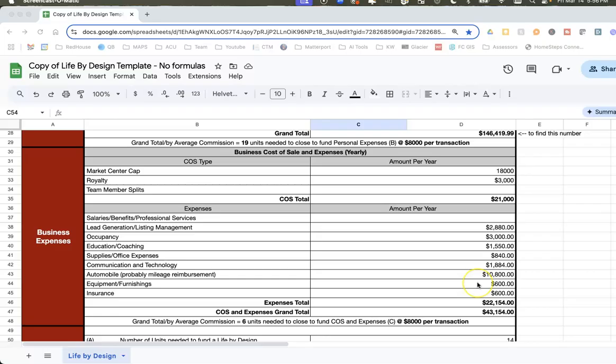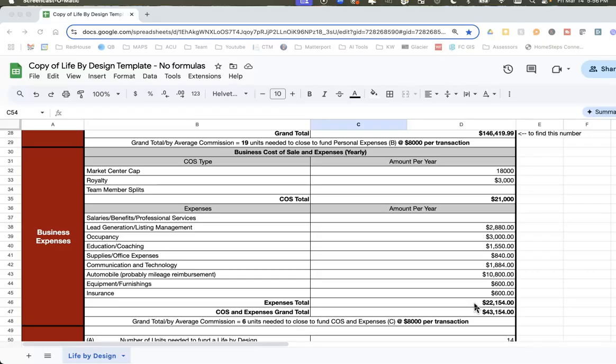Next is equipment and furniture. Do I need to upgrade my desk? Do I need to fix my chair, etc.? Don't spend a lot of money on that. Usually those are one-time costs. So we calculate about $50 a month or $600 a year for that. And then for my errors and omissions insurance, it's $50 a month. So I'm going to calculate that at $600. When I add these up, I've got a total annual expense of $22,154. That's my annual expense.